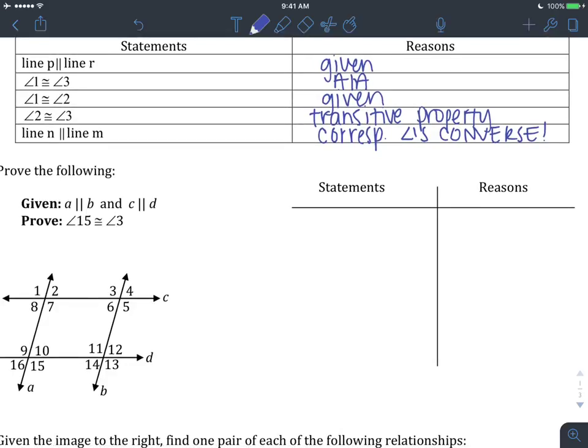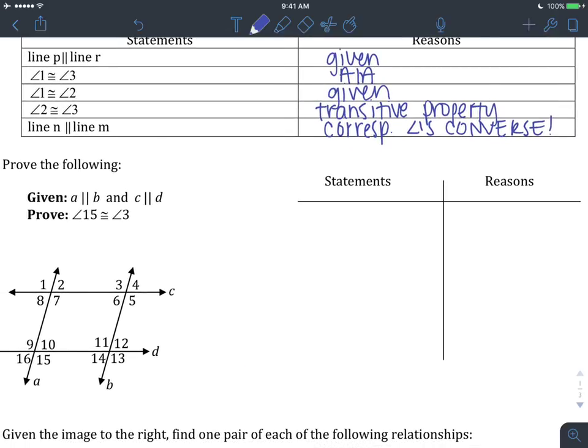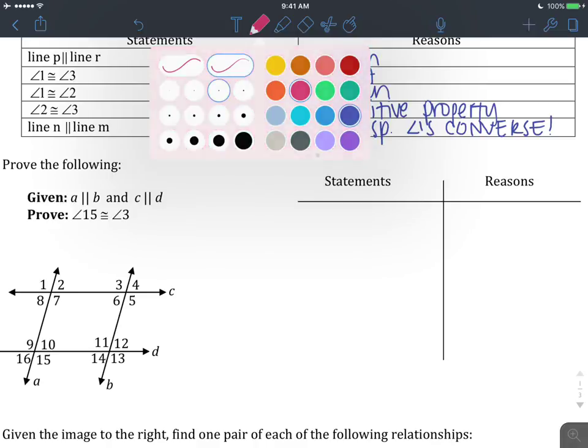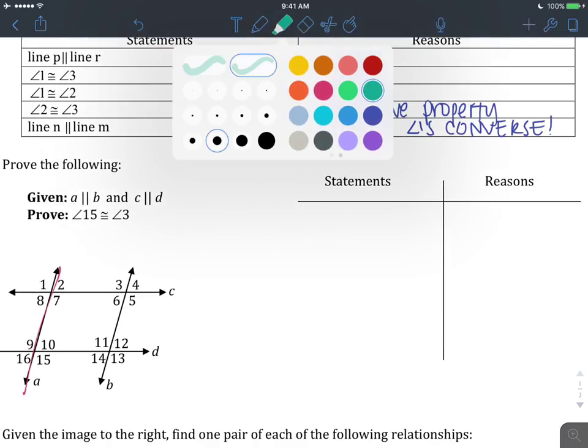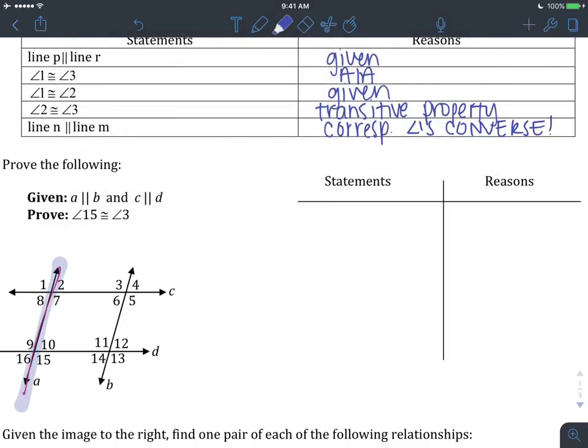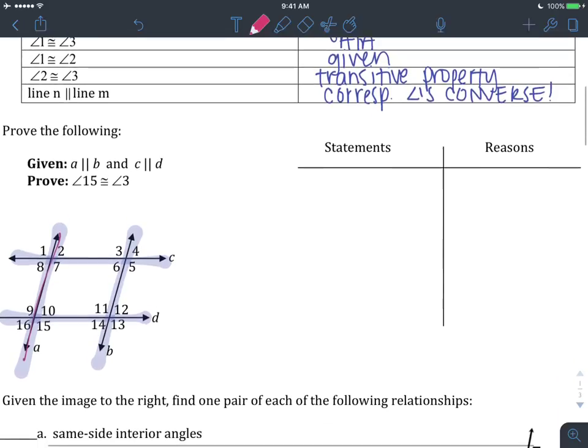All right, down to number 2, it says A and B are parallel and C and D are parallel. So both sets of lines are parallel. So that helps us out a lot. We can prove a lot of things here.